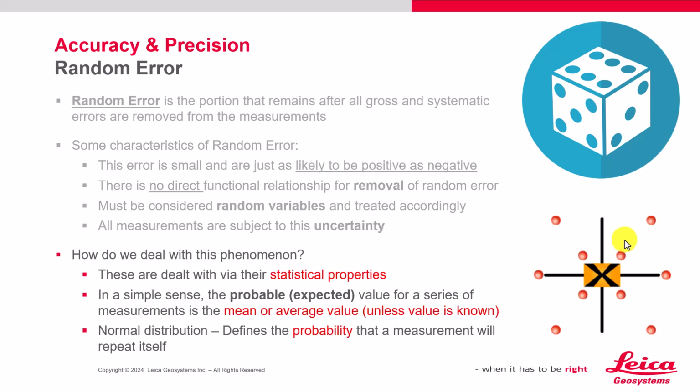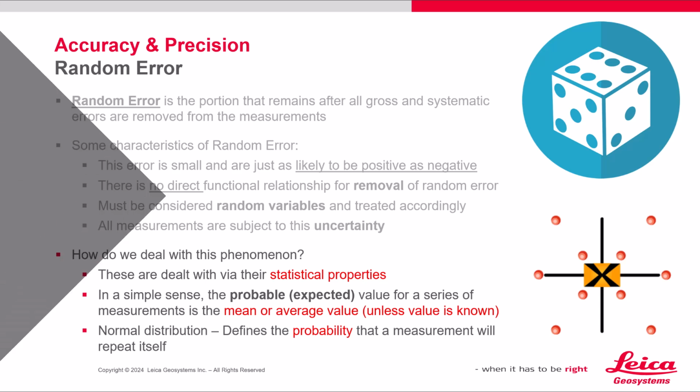So how do we deal with it? Again, statistical properties. For example, we have a lot of random error here, but when you take the average of it, because we did a good procedure, we get the right answer. In a simple sense, the probable or expected value for a series of measurements is the mean, just as we just spoke of. And normal distribution, which we're going to talk about more, defines the probability that a measurement will repeat itself.